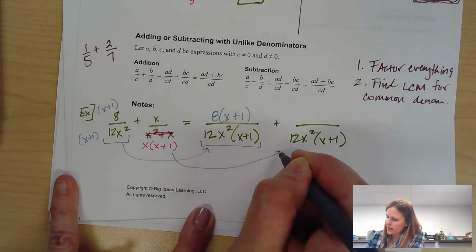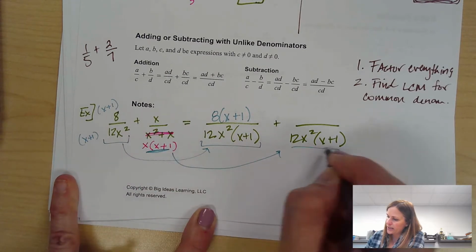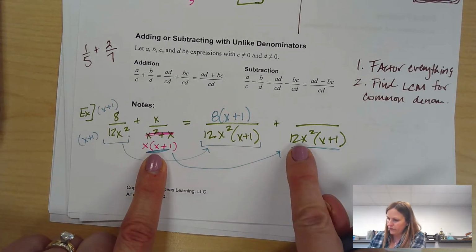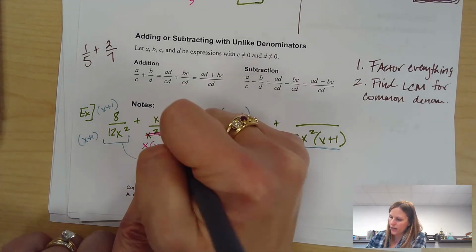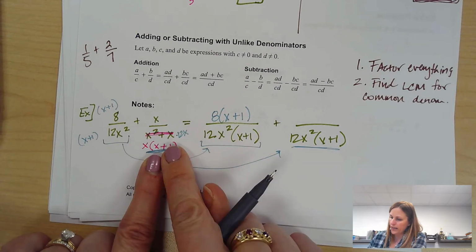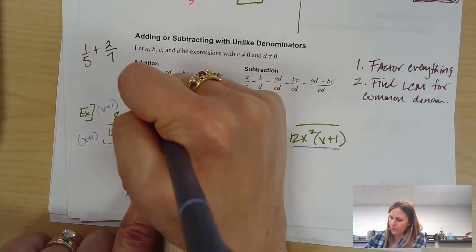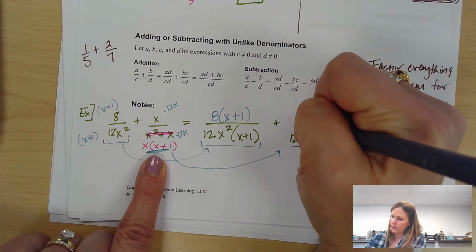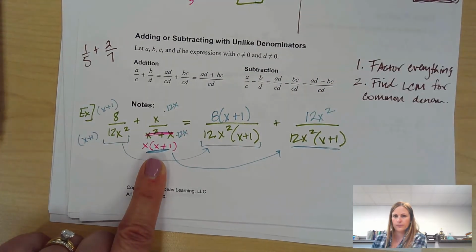Same thing here. To get from this denominator to this denominator, what did I multiply by? Well, it looks like I need 12, and I need another x, and that's it. So 12x is what I multiply by. So if I multiply the denominator by 12x to get to here, I have to multiply the numerator by 12x. And so this now gives me 12x squared.